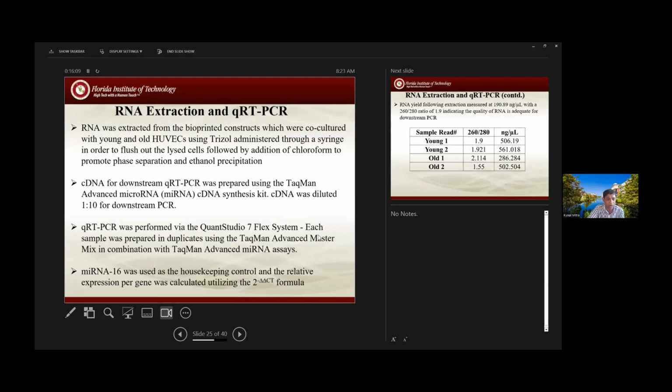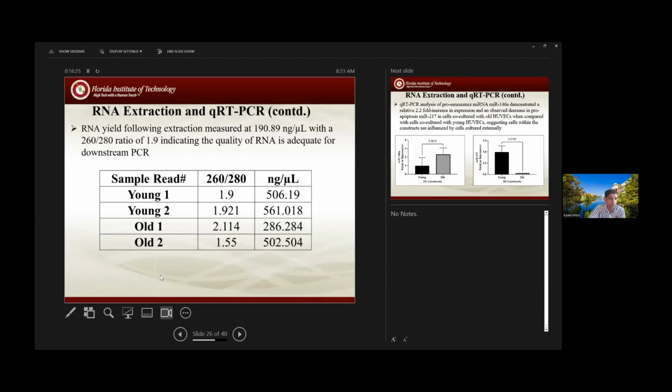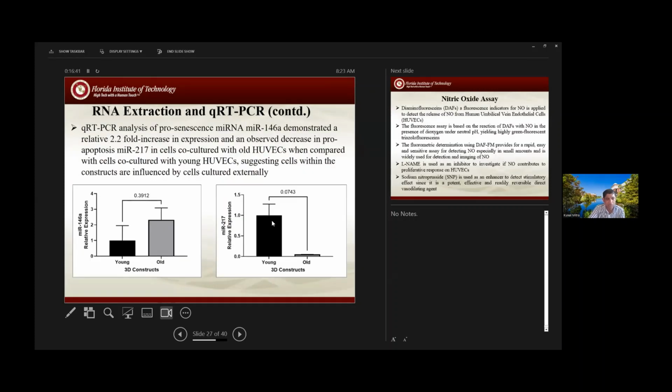And we are looking at some microRNA. In a qPCR, you always have to select a housekeeping gene. So in this case, we used microRNA 16, and we're looking at miR-146 and miR-217, the two microRNAs which we have expertise in. As I mentioned, we are looking at the ratio with the old and the young HUVECs. You could see some of the numbers, and I'll show you. You want to make sure that you have good quality RNA so that you can do the PCR.